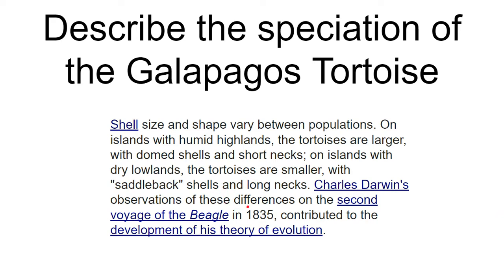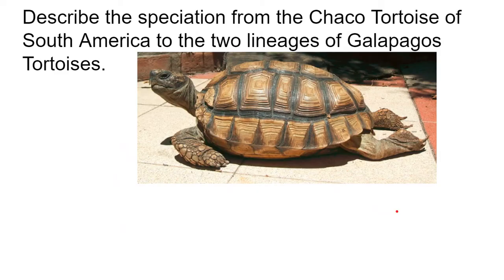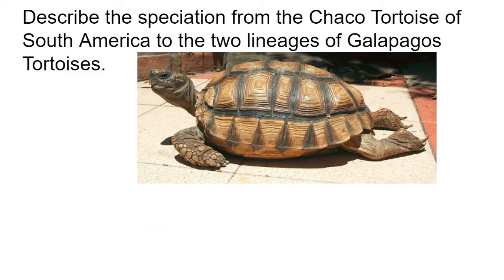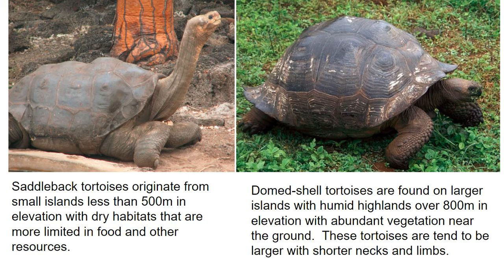Charles Darwin's observations of these differences on the second voyage of the Beagle in 1835 contributed to the development of his theory of evolution. Again, he's sailing around the world. He's like, these tortoises in South America look different than the tortoises on the Galapagos Islands, but they kind of look the same in certain ways too, but ultimately they do look different.